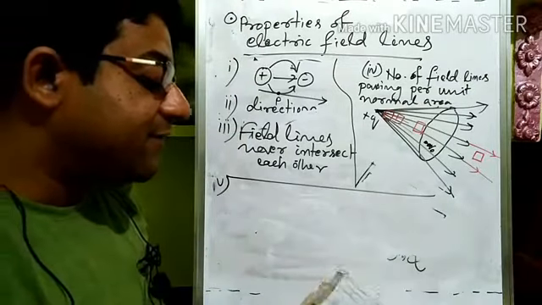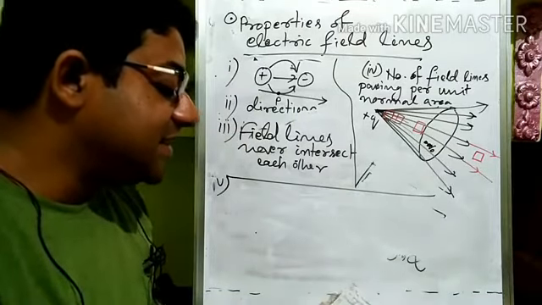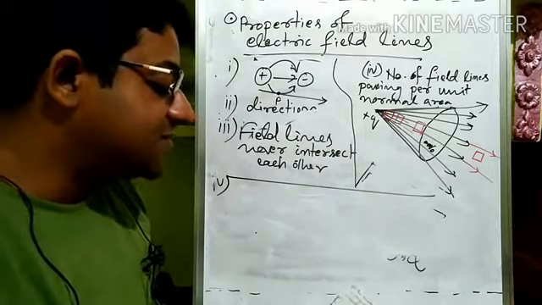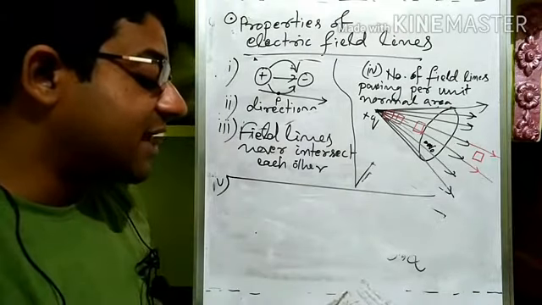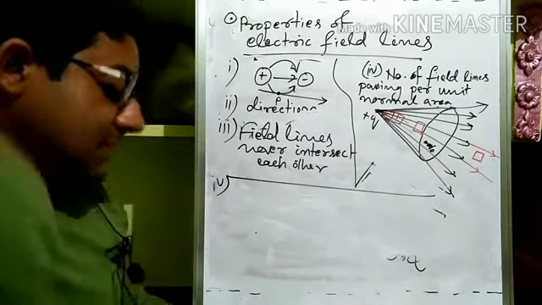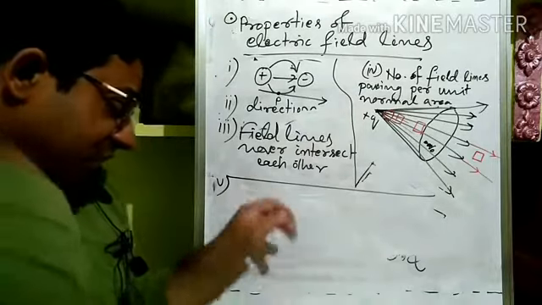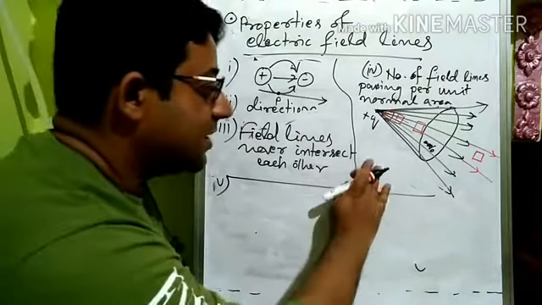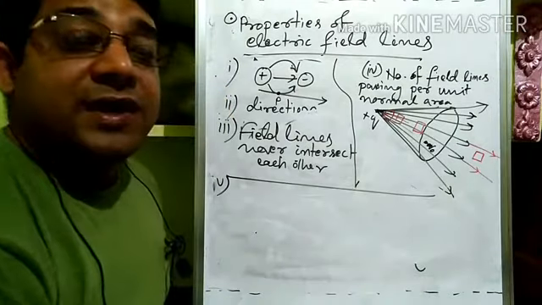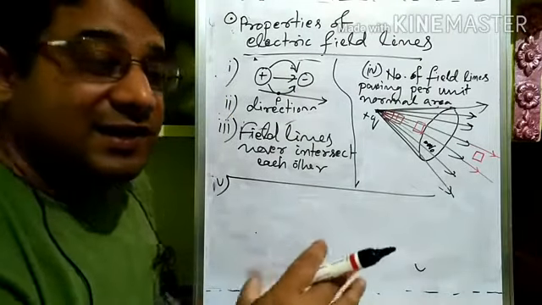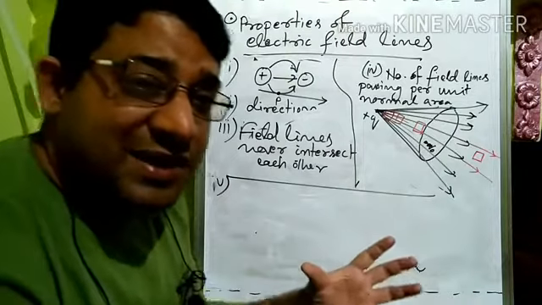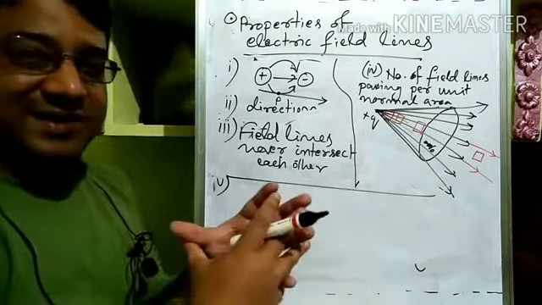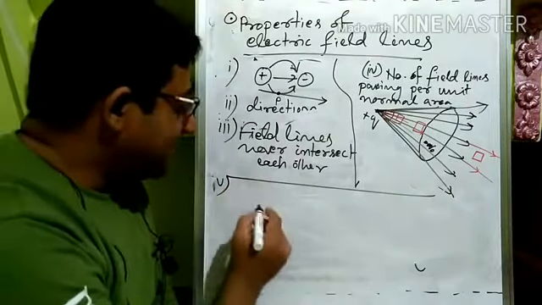Then the fifth point: since electric field lines cannot intersect each other, they tend to exert lateral or sideways pressure on each other. Now see, there are two properties, the next two properties. There is one only as far as the understanding is concerned. How are they one only? In electric field, we had said that like charges always repel each other and unlike charges attract each other, right? Now why does that happen?